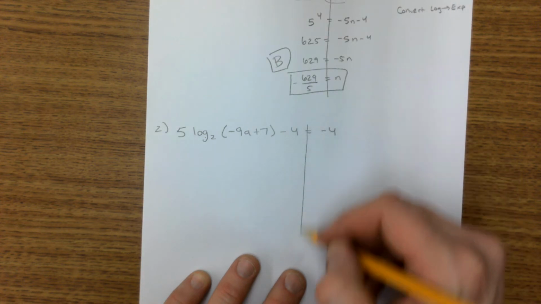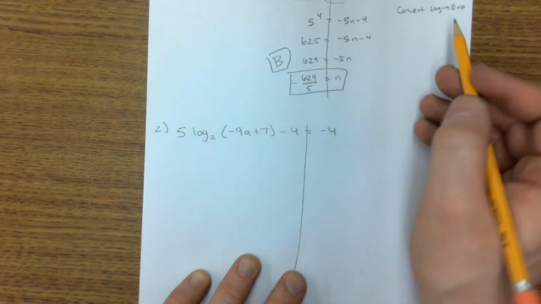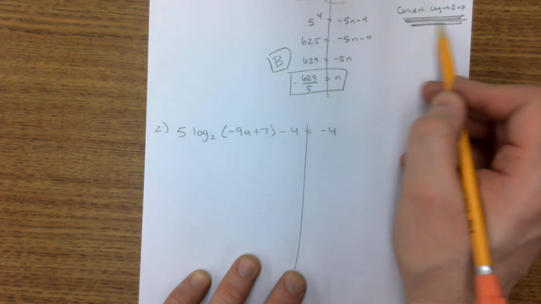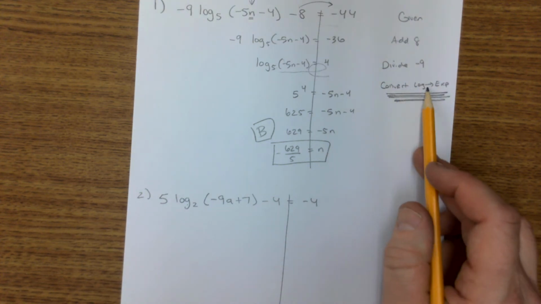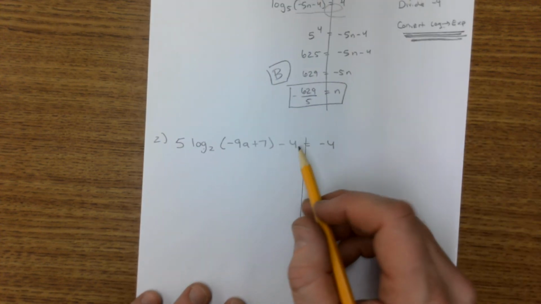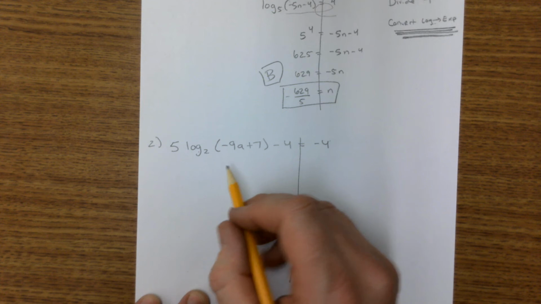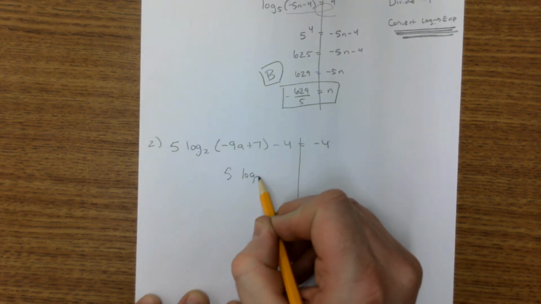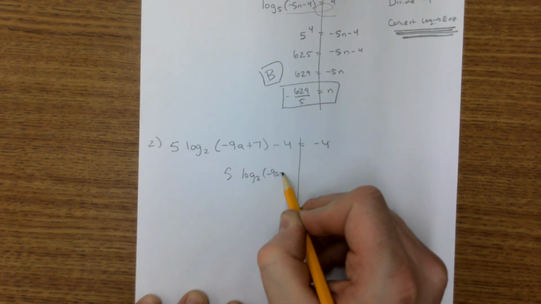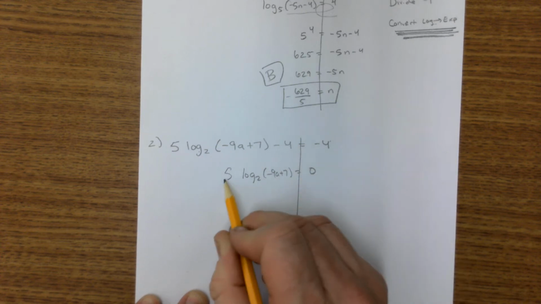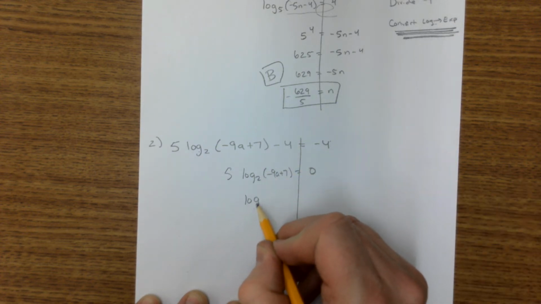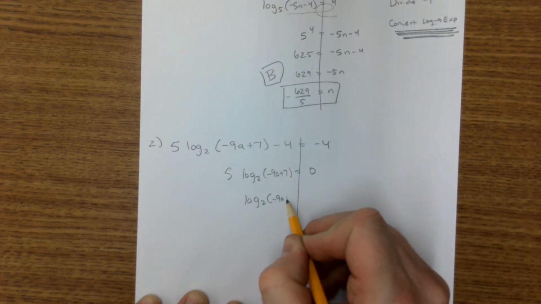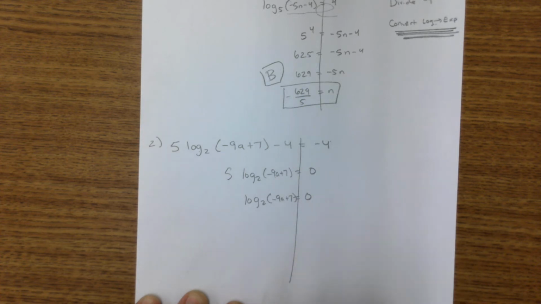Number 2, same deal. Well, if you go back up here, this is the important step right here. We're converting from logs to exponents. All right, let's do this math. Add this over here. We have 0.5 log base 2 of negative 9a plus 7, equals 0. Divide by 5. 0.